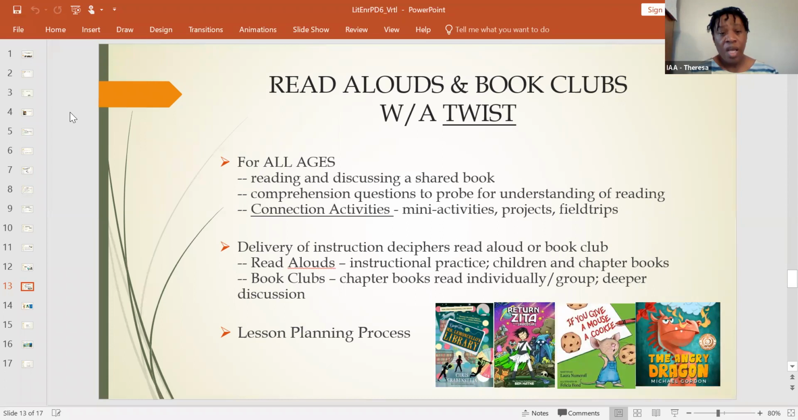The second part of it: some people ask, what's the difference between a read aloud and a book club? The slight difference is that with a read aloud, you are intentional about instructional practice. Kids are listening to you read. Usually when you're doing a read aloud, it's one person reading, usually a teacher or staff member.